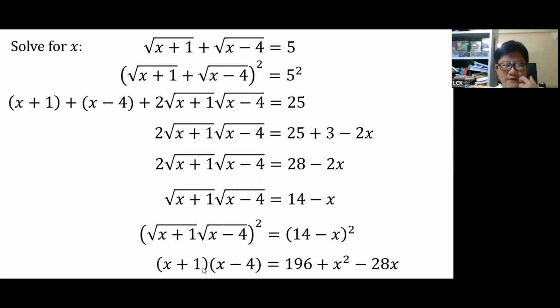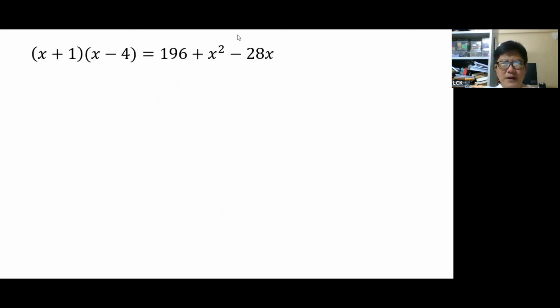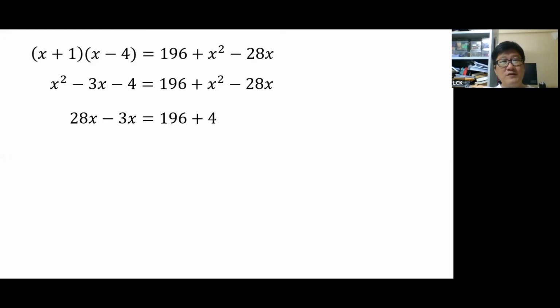Okay, so what you do next is just to expand this out. This is the expansion of this. x times x is x squared. Minus 4x plus x is minus 3x. 1 times minus 4 is minus 4. So once you've expanded this, you're back to your equation solving. You have x squared on both sides, they cancel out. It's not even a quadratic equation, it's a linear equation, super simple. Minus 28x, when you bring it over, it's 28x minus 3x. 196, you bring that over, it's a plus 4. Minus 4 becomes a plus 4.